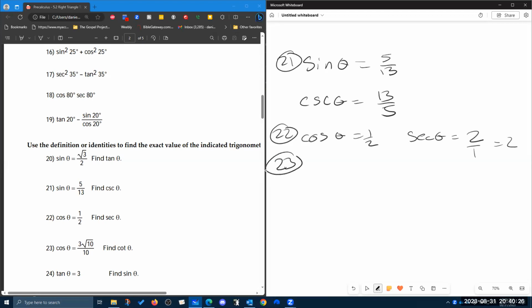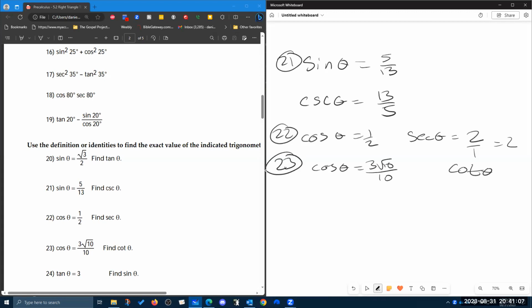For 23, we have that cosine theta is equal to 3√10/10. So let's find cotangent theta. We need to find tangent and then take the reciprocal to find cotangent, or we need to use the definition for cotangent, that it's cosine over sine.